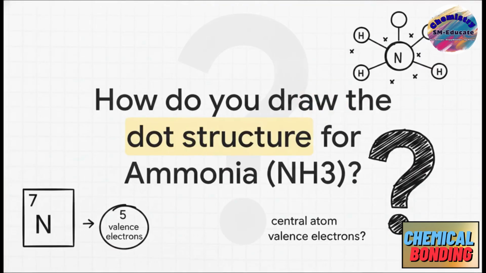Moving on to practice problem 2, I want you to visualize and mentally draw the electron cross and dot structure for the ammonia molecule, NH3. Try to apply that 3-step strategy we just talked about. Who is the central atom here, and how many valence electrons does nitrogen actually have?